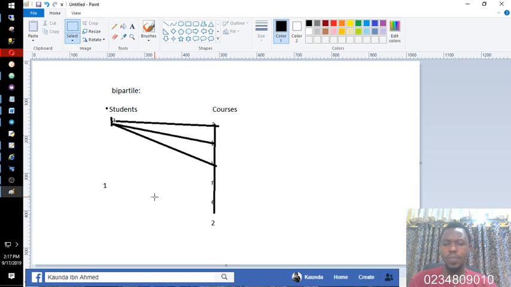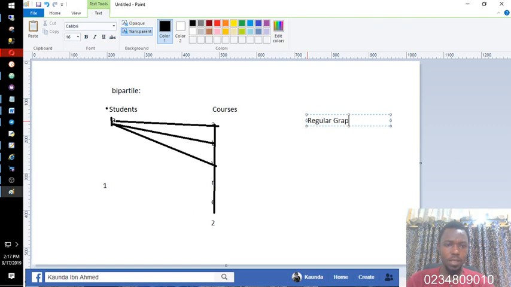Then there is another category of graph called a regular graph. Under the special graphs, there is also a regular graph. And then, what even makes a graph regular? You can see the examples he gave. I think it has to do with the degrees.